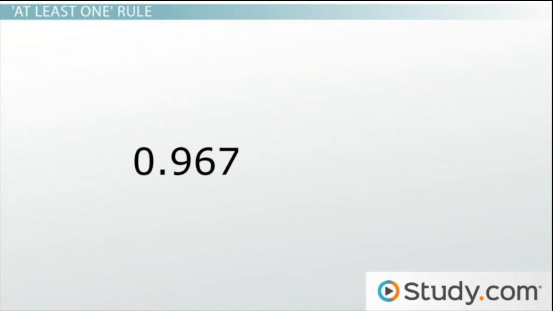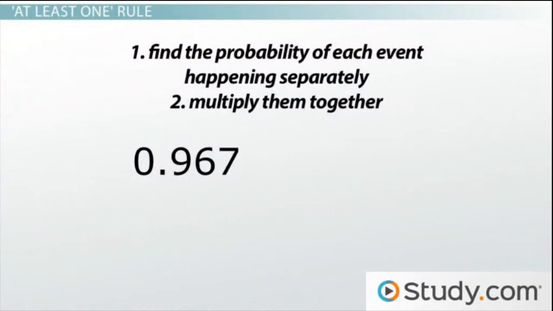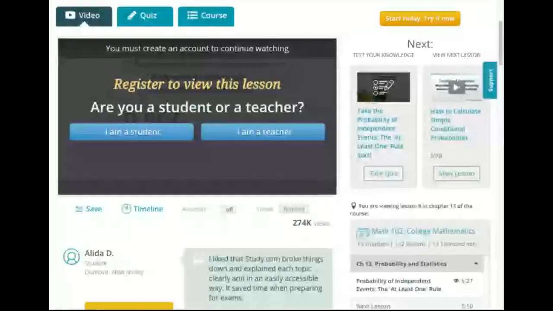Remember, to calculate the probability of multiple independent events, in this case both of them not winning the grand prize, we find the probability of each event happening separately and multiply them together. Since both Tim and Jane have this. Okay, sorry about that.